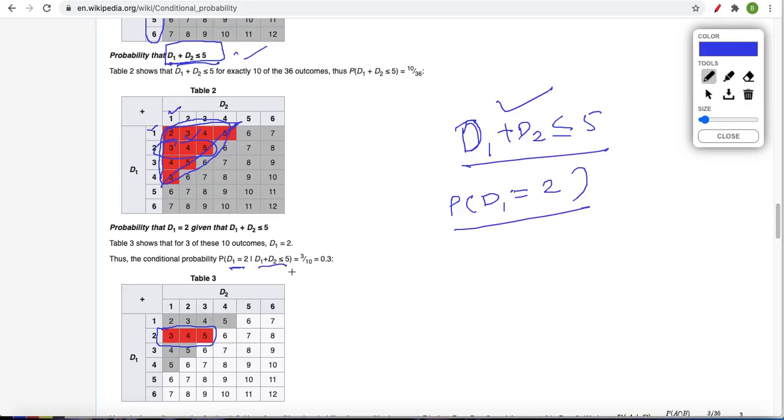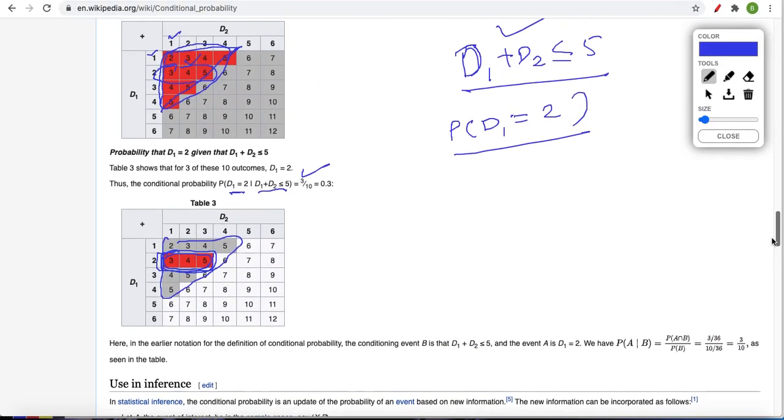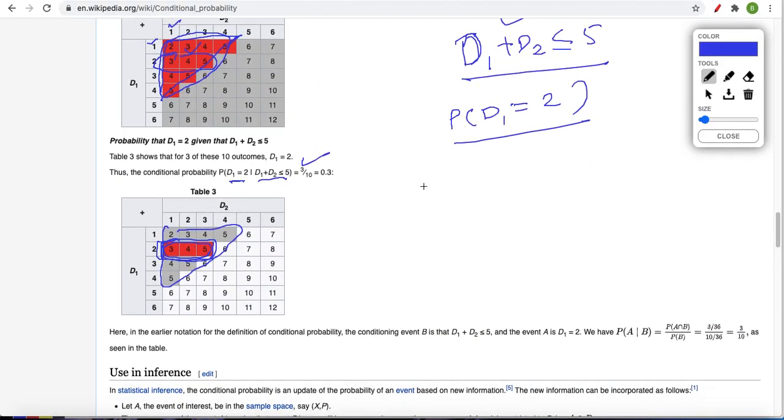We want to find that probability, which is nothing but the desired outcomes. These are the desired outcomes, the intersection of D1 equal to 2 with D1 plus D2 less than or equal to 5. This intersection is this one, which is 1, 2, 3. So 3, and there are 10 outcomes in this sample space: 1, 2, 3, 4, 5, 6, 7, 8, 9, and 10, right? So 3 by 10. This is one simple example of conditional probability.